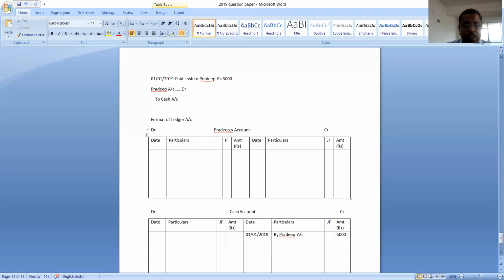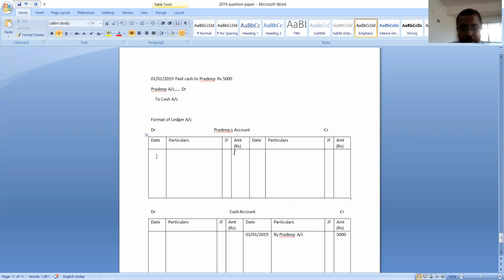Here, the left hand side of an account is known as the debit side and the right hand side of an account is known as the credit side. In the book of ledger, on each side you will find 4 columns. So totally 8 columns will come in a ledger account. We'll find 4 columns on the debit side and similar 4 columns on the credit side.